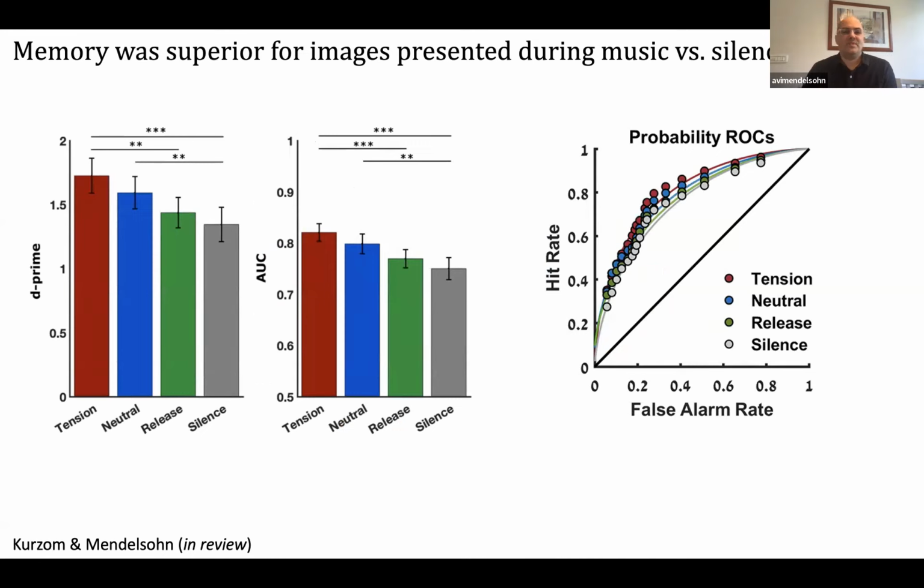What we saw in the memory test was that overall memory was superior for images presented during music versus silence in general. What we see here is D prime, that is hit rates relative to false alarms for each condition, showing that tension on average showed the highest memory performance, but not significantly different than neutral, whereas both of them were different than silence and were better than release. This is true also for the area under the curve, which takes into account also confidence ratings.